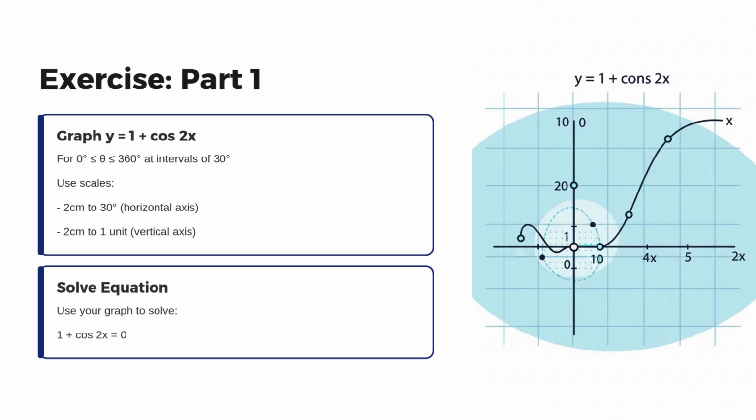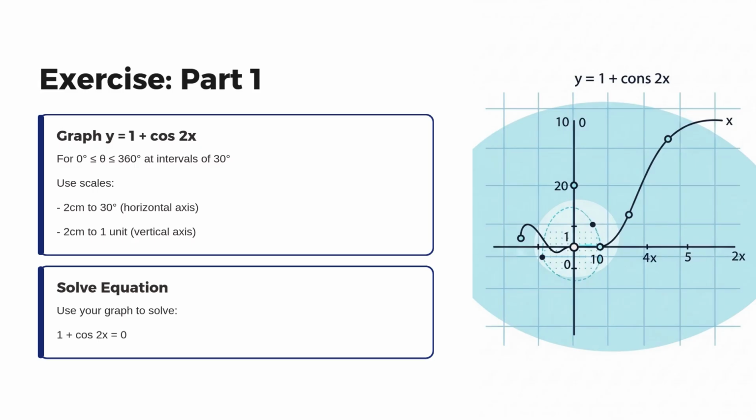For 0 degrees less than or equal to theta, less than or equal to 360 degrees at intervals of 30 degrees. This tells us that the values of theta should be taken starting from 0 degrees, then 30 degrees, 60 degrees, 90 degrees, and so on, until 360 degrees. Each step increases by 30 degrees.